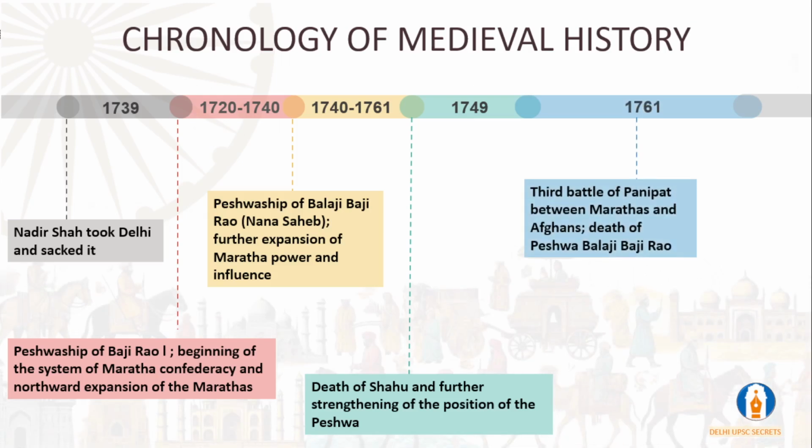1761, again there was the Third Battle of Panipat between the Marathas and the Afghans, and that leads to the death of Peshwa Balaji Bajirao. In parallel, there were changes in the Mughal rulers as well, and the British also started showing their influence in this particular period. English, we must say. So this particular session is all about the proper chronology of medieval history.